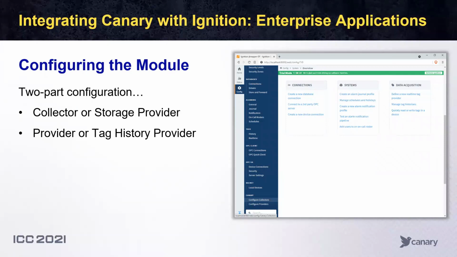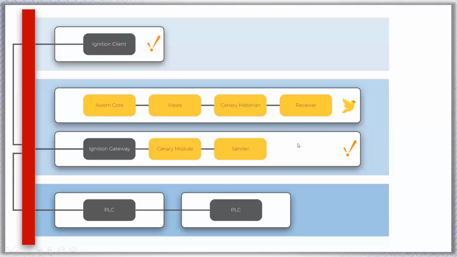In order to configure the module, I need to do 2 different configuration parts. The first part is to establish the module as a storage provider or a collector. The second piece of configuration is to establish the module as a tag history provider back to my Ignition project. So as a storage provider/collector, I am logging data from Ignition to Canary. And as a tag history provider, I am reading data from Canary back into Ignition. So if I'm logging data to the historian, I essentially just need to create the connection from sender to the receiver.